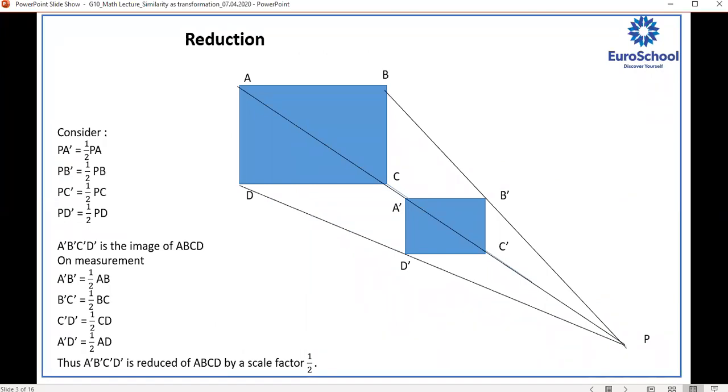Now, next thing was reduction. Who can explain me what is reduction? We did it yesterday. Ma'am, decreasing of the size of a figure. Exactly. Decreasing of the size of the figure by a scale factor, right? It means in all the sides, we are applying the same scale factor. If we are reducing one side by half, then we will reduce all the sides by half. So this is similarity in enlargement and reduction transformation.